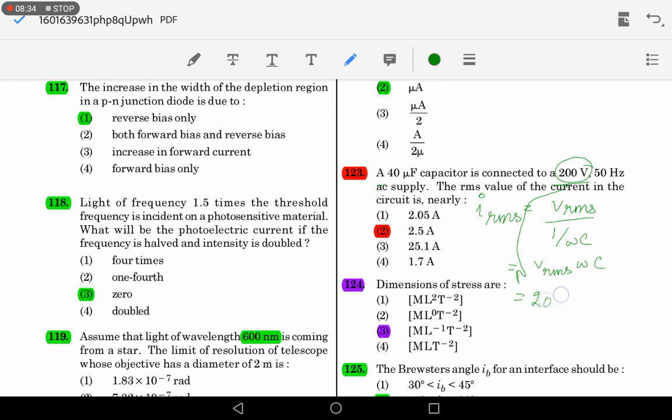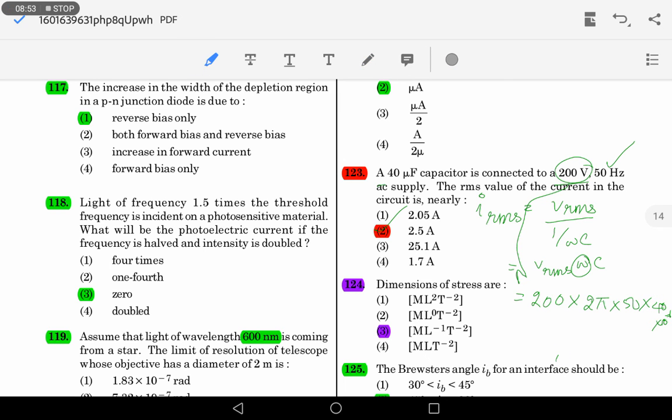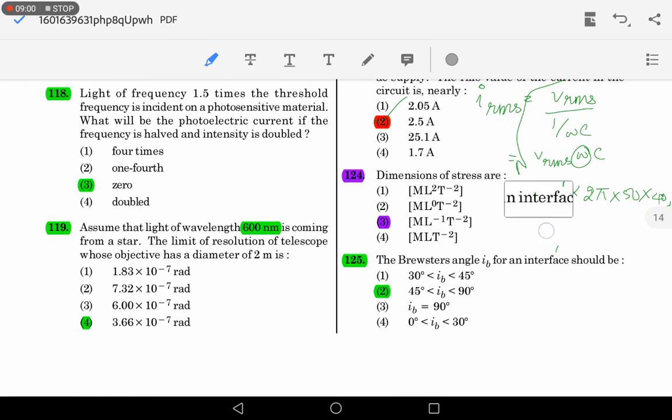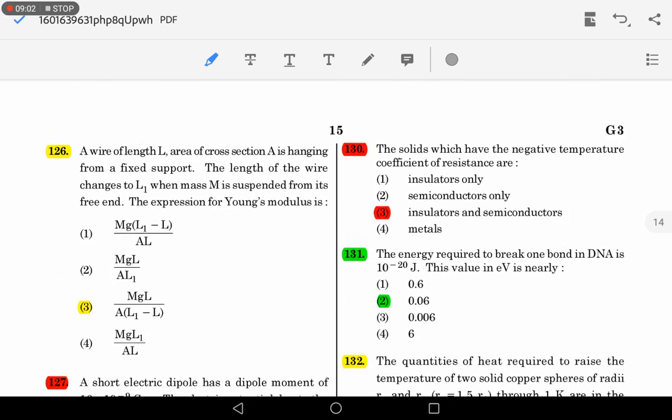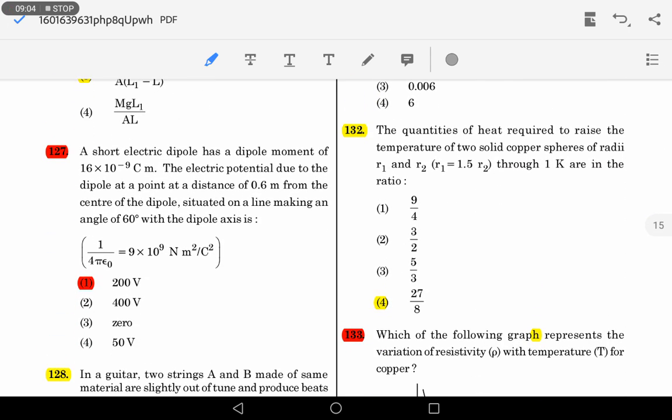So 200 volt multiplied by omega. Omega is not known. Instead, frequency is given. So omega equal to 2 pi nu. 2 pi nu into C, which is 40 micro, 10 power minus 6. Solving, you will be able to reach 2.5 ampere. The RMS value of the current in the circuit is nearly, since use of pi may take it to an odd number, so nearly, approximately 2.5 ampere. Thank you for now.